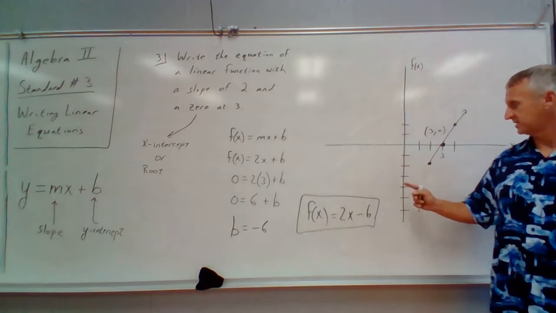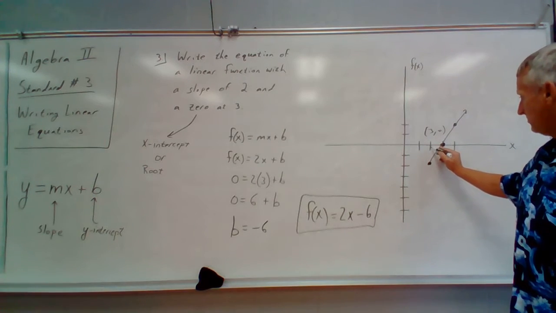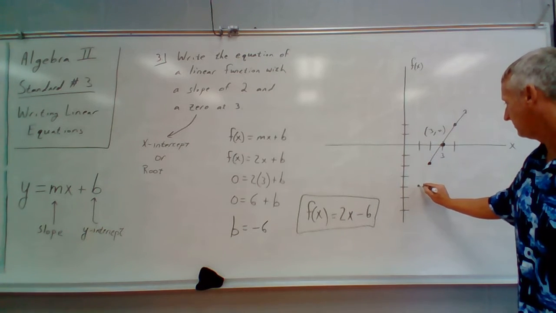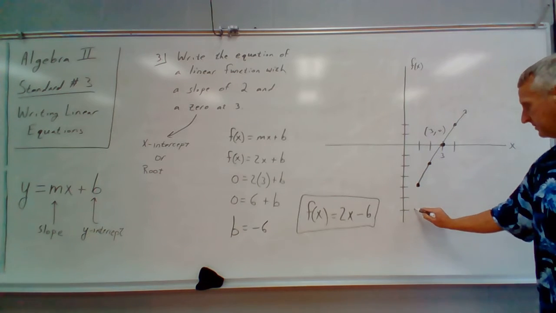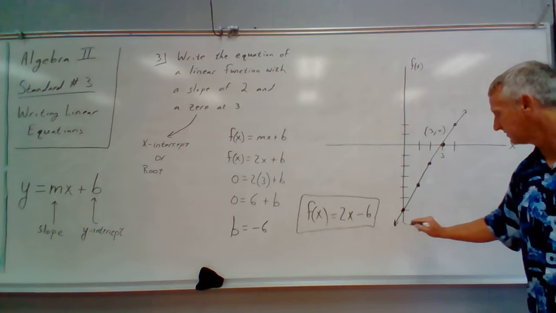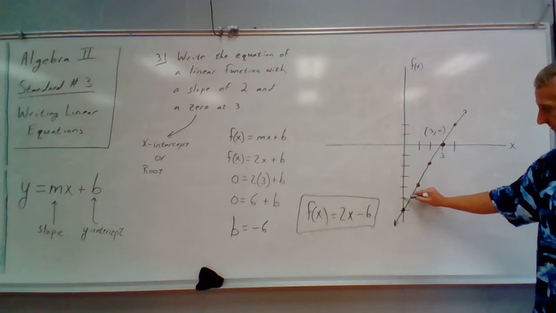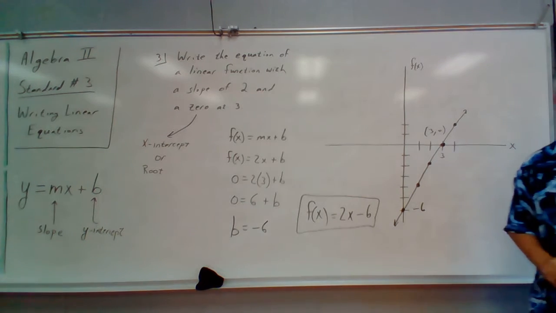Let's make sure this makes sense. So if my slope is 2, I can go down 2 more and over 1. I can go down 2 more over 1 more. I get that. And my y-intercept is at 1, 2, 3, 4, 5, negative 6. Exactly where it should be.